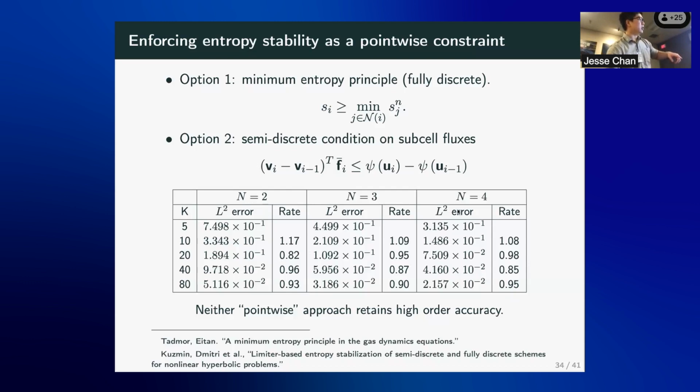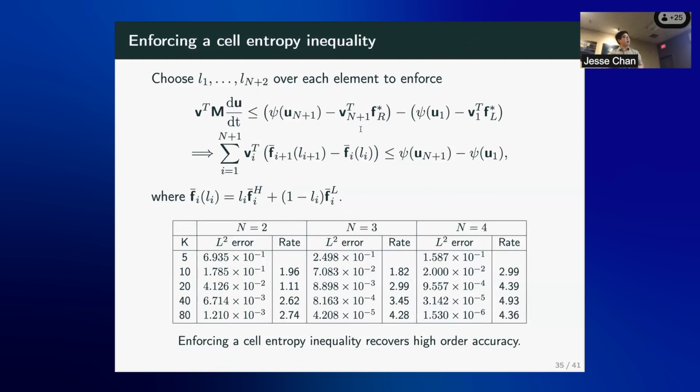We tried degree 2, degree 3, degree 4, and we always seem to recover low order, first order convergence. If you use this second condition, I think you get second order convergence. And if you relax this first condition, which is commonly done, you also get second order convergence, but no further. So neither of these pointwise approaches retain higher order accuracy. And what Yimin had figured out was that it's actually possible to enforce a cell entropy inequality by choosing these limiting factors together in a bulk fashion, in a coupled fashion over each element. So what I have on this top line is the entropy balance over each cell.